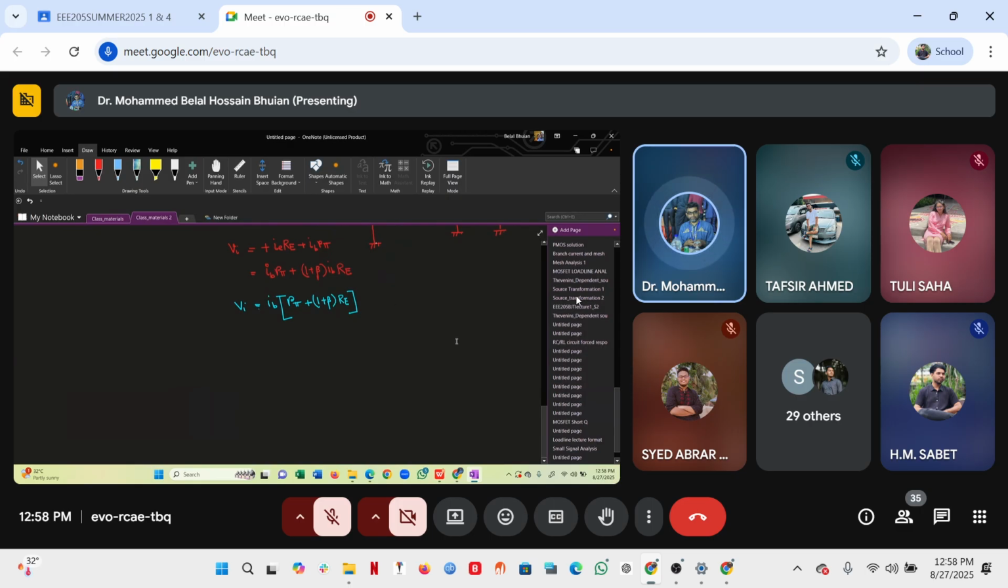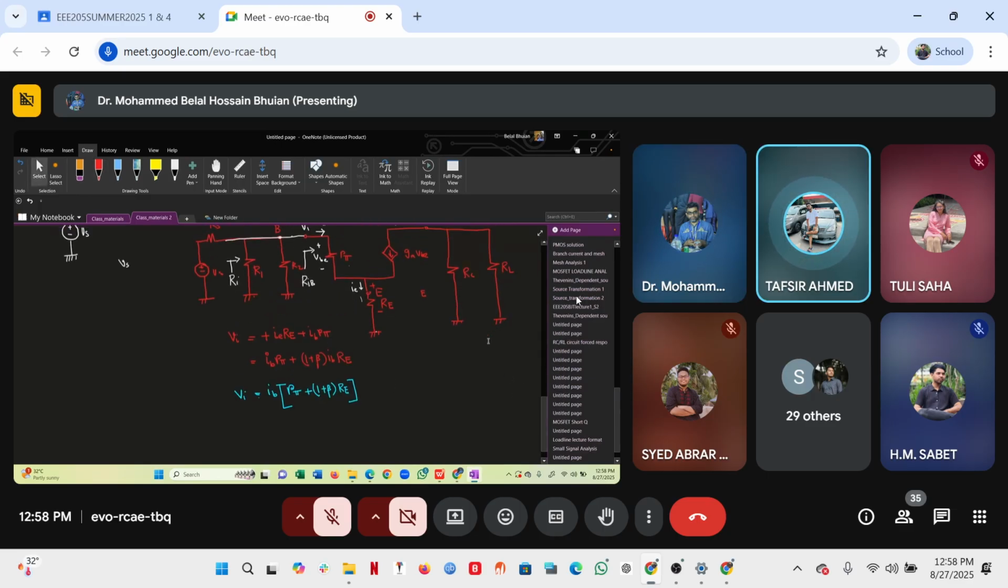In order to determine RIB, let me first explain how the VI expression comes. Sir, could you show it once more? Yes, here: IB R pi plus 1 plus beta IB. If I take IB out, what do we get? R pi plus 1 plus beta times RE. We are applying partial KVL from here to a little further: IE RE plus IB R pi equals VI. Understood? Okay, thanks.